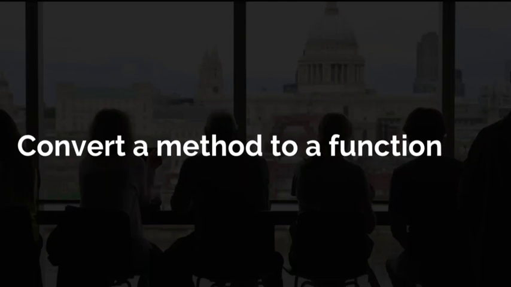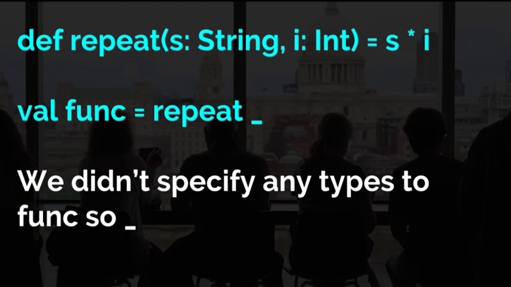Okay, let's move on. Let's convert a method to a function. So I have a method repeat. It receives two parameters, a string and an int, and it just concatenates the string as many times as the int specifies. So why is this a method and not a function?